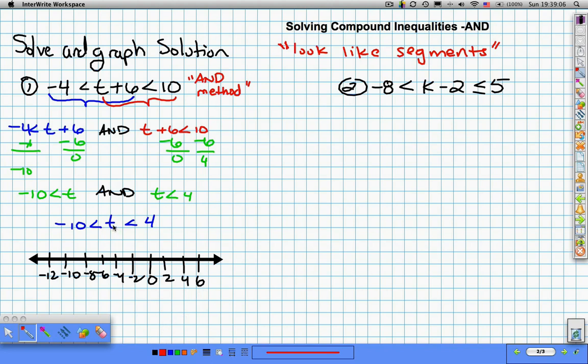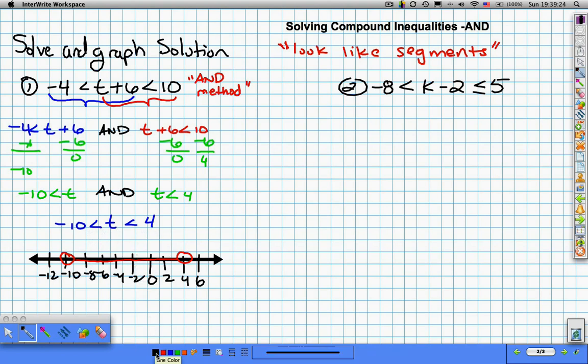Now, t is bounded by -10 and 4, and since it's a less than in both cases and it's not equal to, I'm going to have open circles at -10 and +4, and then I'm going to connect them. t is trapped between these two. It's bounded by -10 and 4, and that's it.